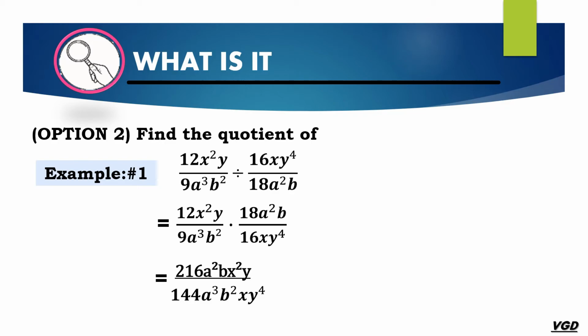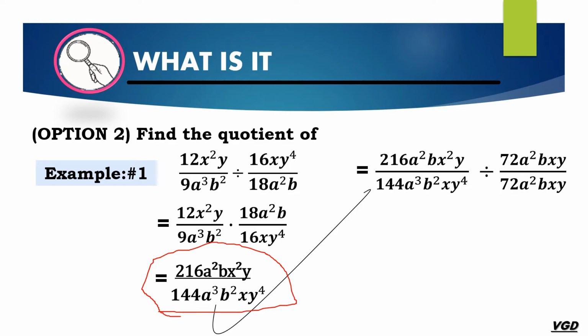In this case, as you can see, we can still simplify this. So all we have to do is get the GCF of the numerical coefficients and also the GCF of the literal coefficients. So we have here 72 as the GCF of the numerical coefficients and a squared bxy as the GCF of the literal coefficients. So how did we get it? We just chose the literal coefficients with the least exponents.